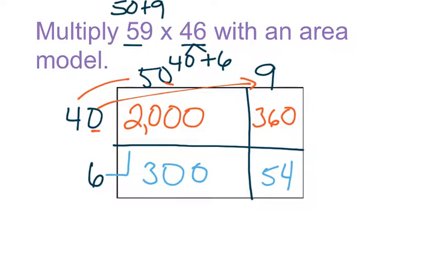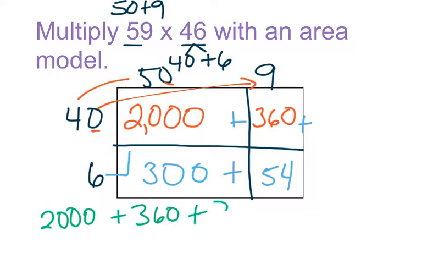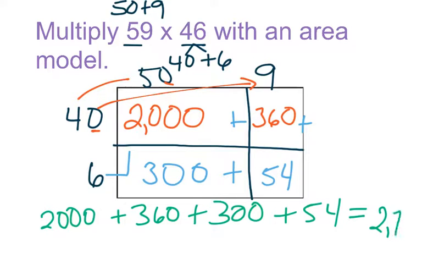Following this, we need to add all of our boxes together. So we have 2,000 plus 360 plus 300 plus 54, which gives us 2,714. So 59 times 46 is 2,714. And we've used an area model to represent that.